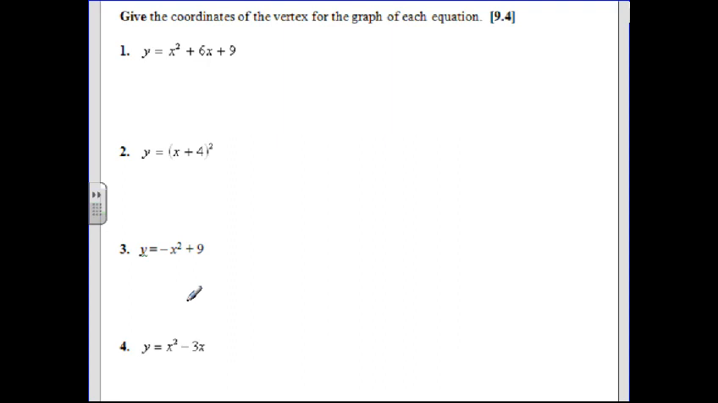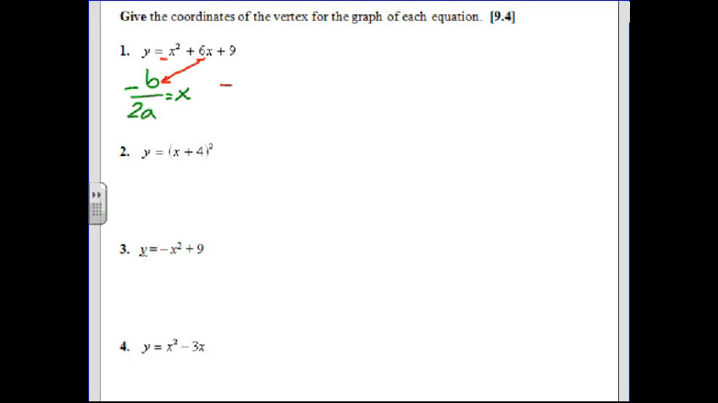Number 1 says give the coordinates of the vertex of this graph. If you recall, there was a formula that we talked about. It's negative b over 2a. That's going to give us the value of x. So what you're going to do is figure out, okay, which one's b? B is the 6, so that's going to go up here. And which one is the a? A is in front of the x squared. It's an invisible 1 right there.